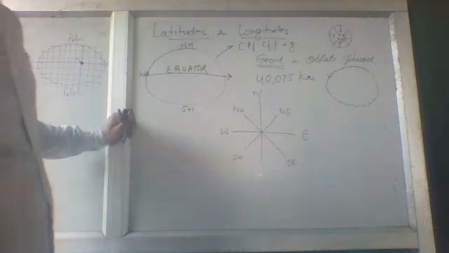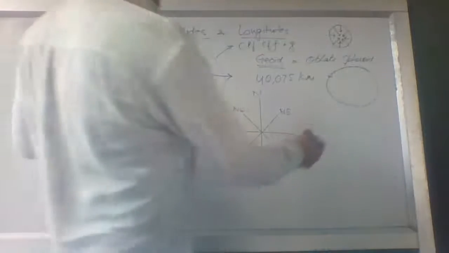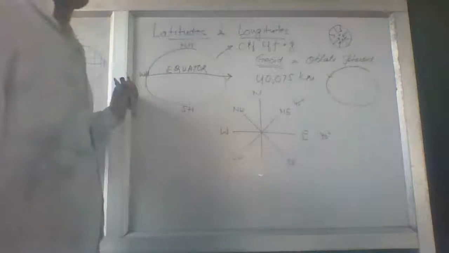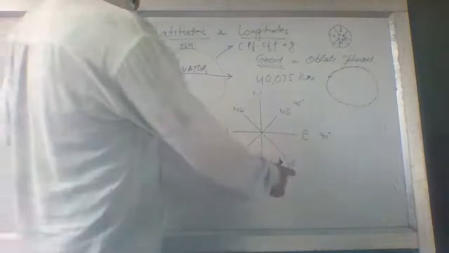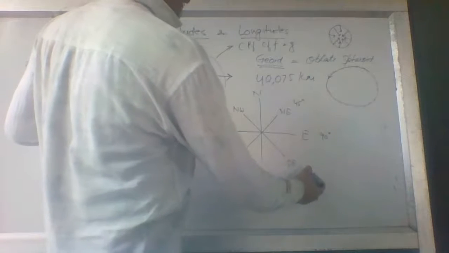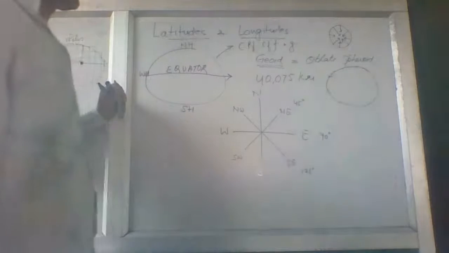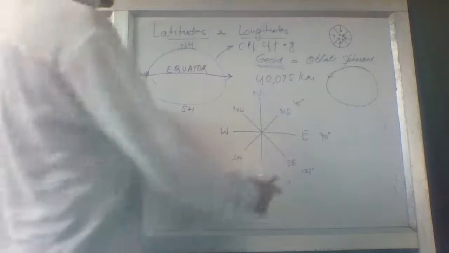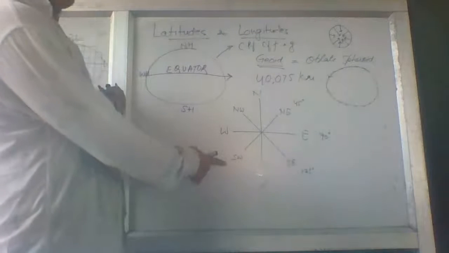This eastern part is always considered as 90 degrees, north is 45 degrees. This is at 45, 135 degrees. Add 45 degrees to 90, 135 degrees. Add again 45 to it, how much? 180 degrees. Add 45 to it, how much?